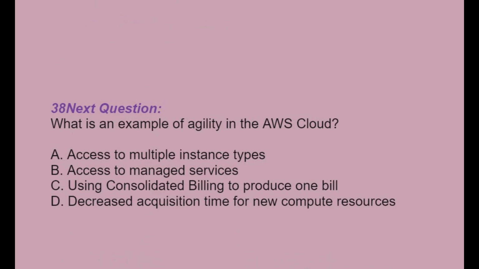Question is, what is an example of agility in the AWS cloud? Option A, access to multiple instance types. Option B, access to managed services. Option C, using consolidated billing to produce one bill. Option D, decreased acquisition time for new compute resources. Correct answer is option D.